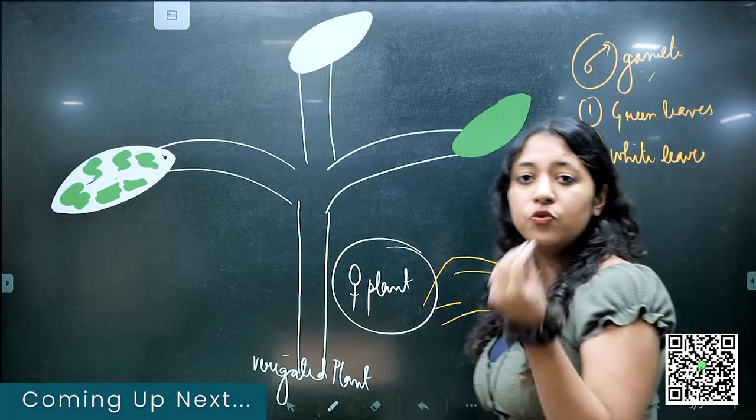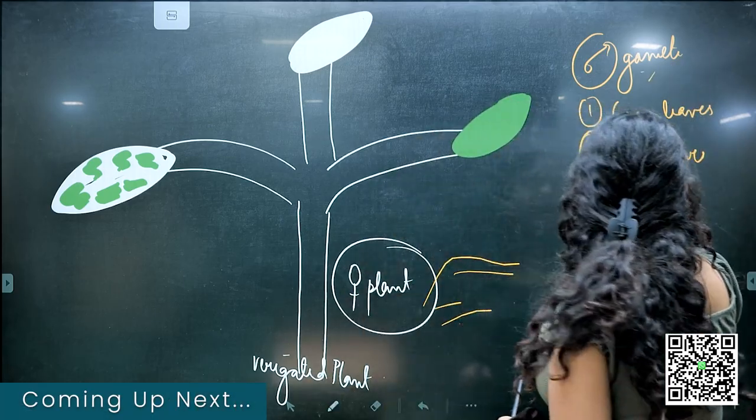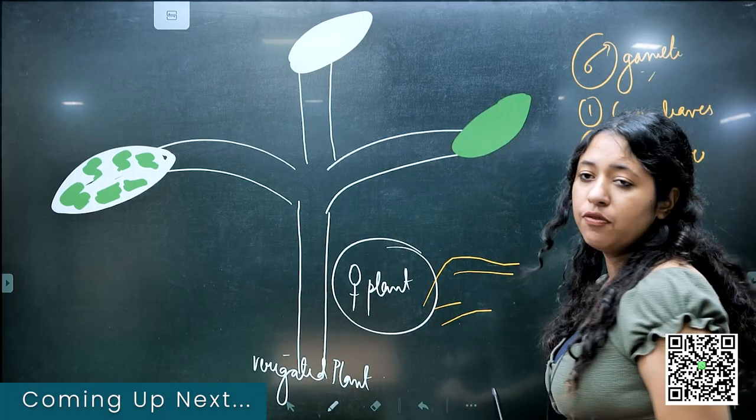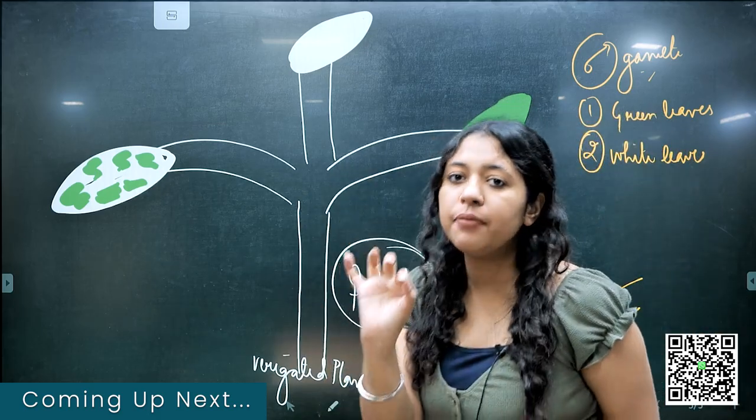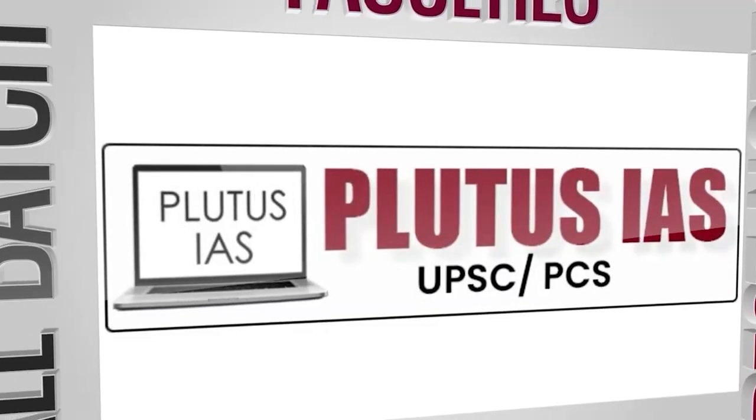The male gamete with white leaves was taken. Okay, so the male gamete was from white leaves and the female was from green leaves. But the ultimate result was green.